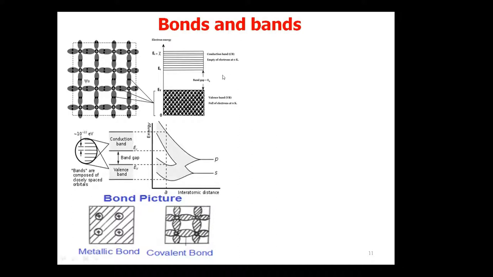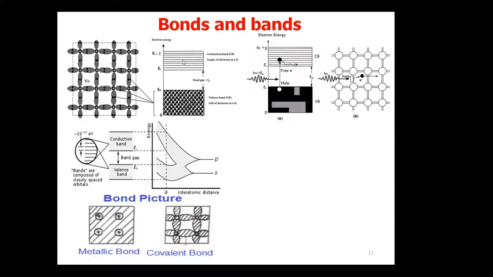So there are different methodologies by which we can take electrons from the valence band to the conduction band. For example, if we apply photon light with energy greater than the band gap energy, then some electrons from the valence band can come to the conduction band. So it will give you electron-hole pairs.